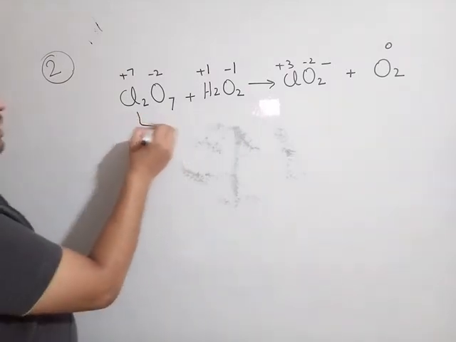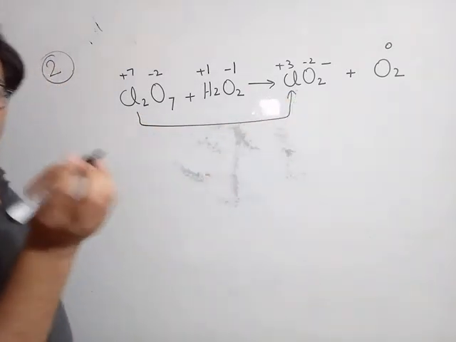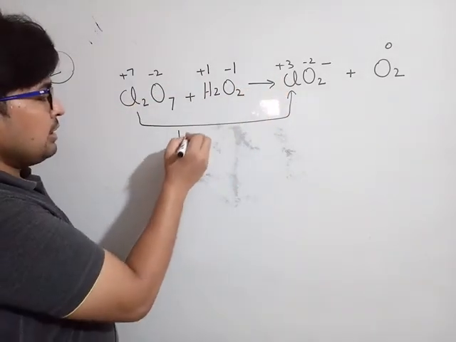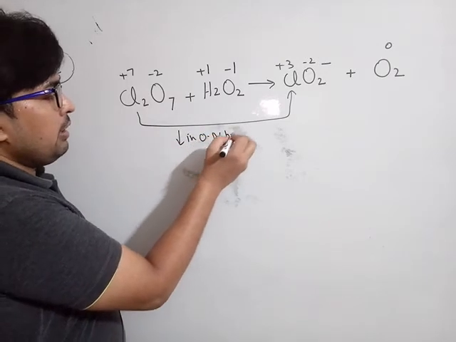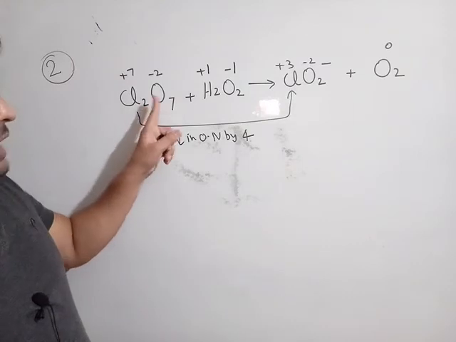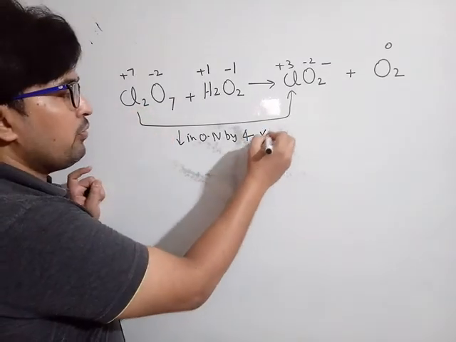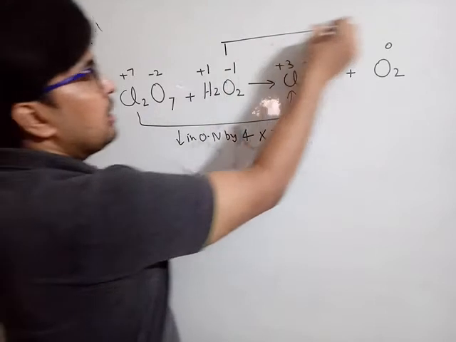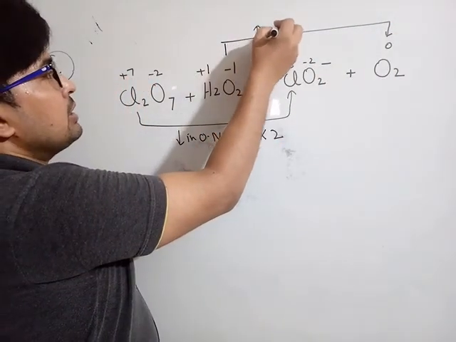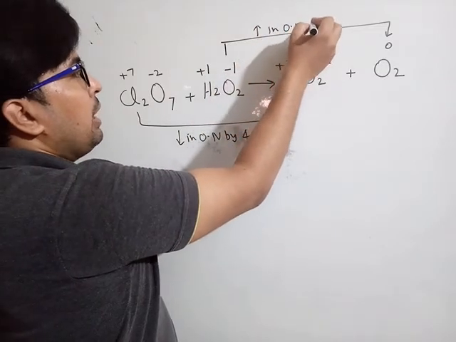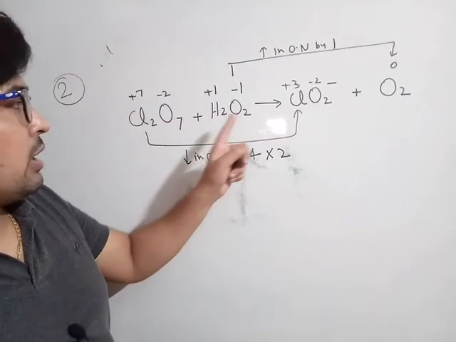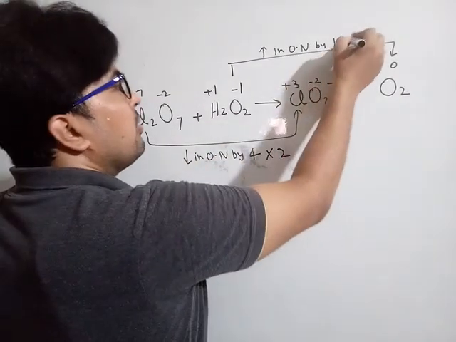You have to consider the number line. Going from plus 7 to plus 3, it is a decrease in oxidation number by 4. But the total number of atoms is 2, so the total decrease will be 4 into 2. And going from minus 1 to 0, that is an increase in oxidation number by 1. Because the total is 2, I'll write 1 into 2.